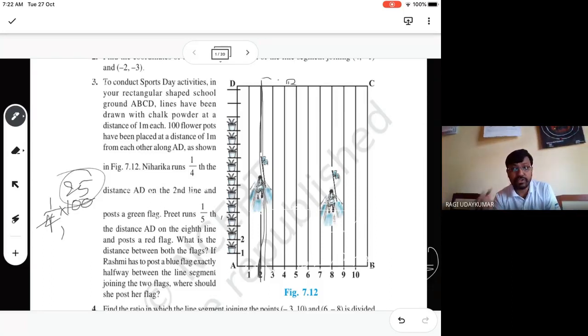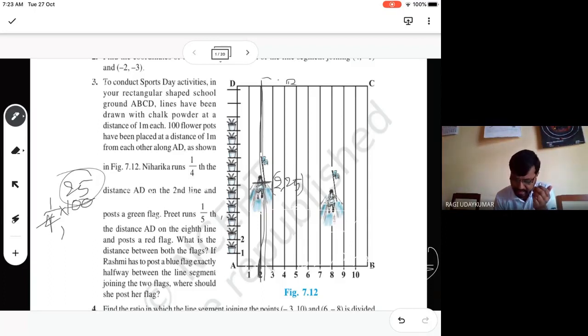So 25th flower pot में she is running. Means Niharika runs 1/4 of the, means here say the 25th place. ये 25th में नहीं दिख रहा है आपको. You are not able to see that it is at 25th. 1, 2, 3, 4, but 25th you have to consider. So 2, 25. The point you are going to get is 2, 25.